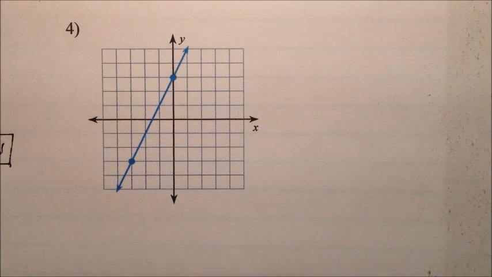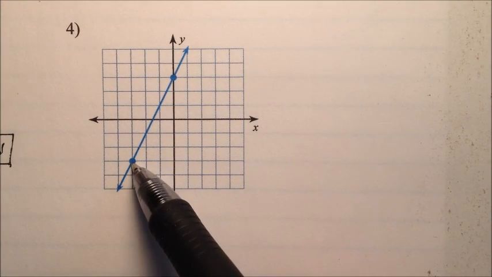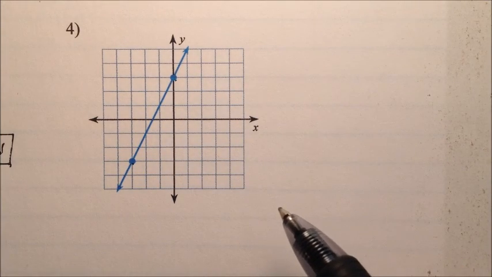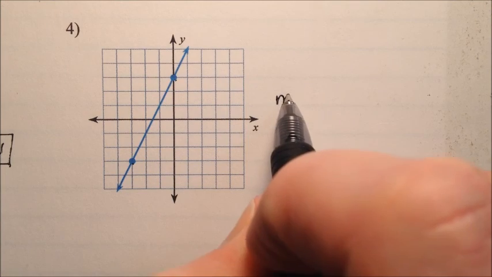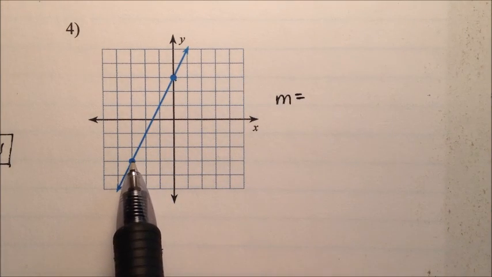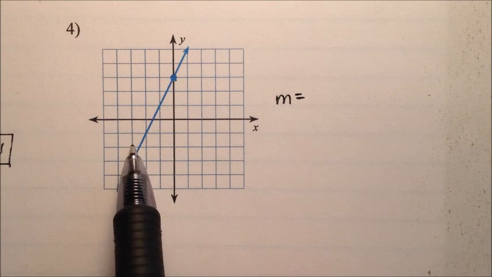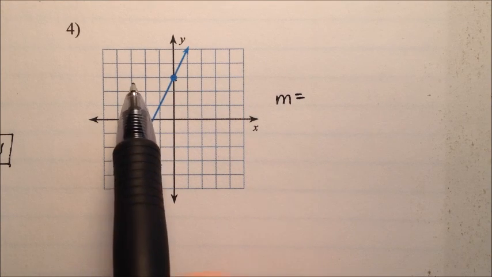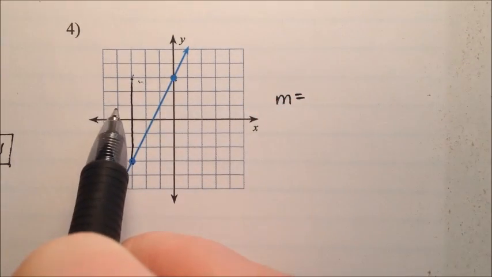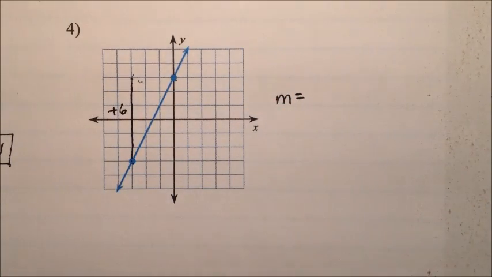In number 4, we have another line here. We're going to go from this point up to this point. So m represents slope. How far up or down did we go first? Because rise over run. We went up 1, 2, 3, 4, 5, 6. So if I were to draw this line here, I went up 6.